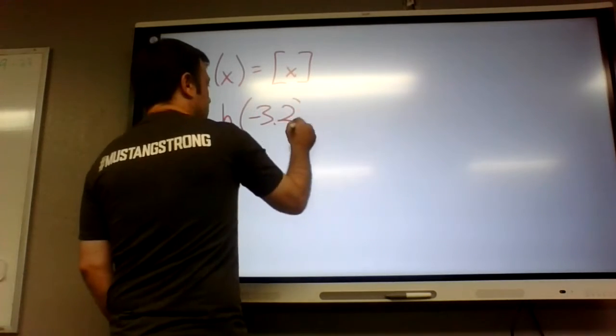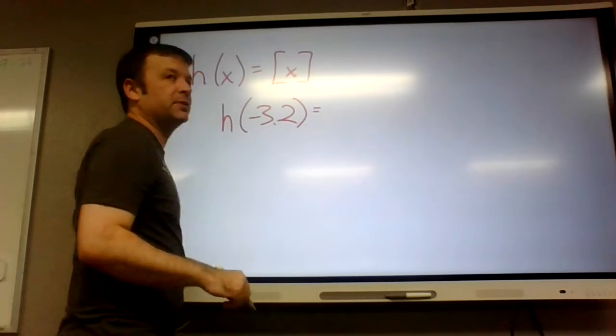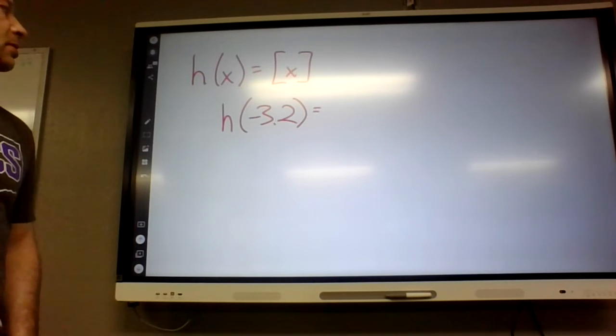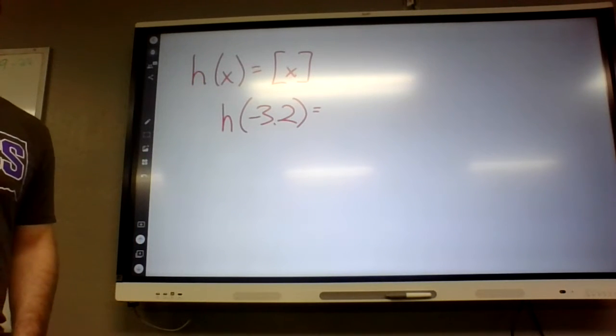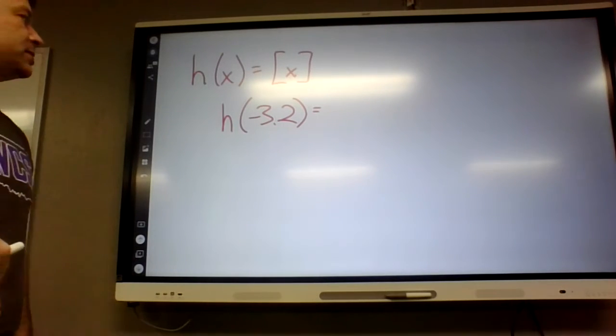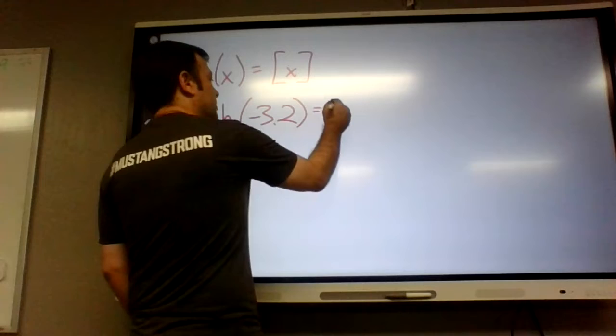What is that called? It's the greatest integer function. What do you do with a fraction? It rounds it down, right? So what's below -3.2? -4.